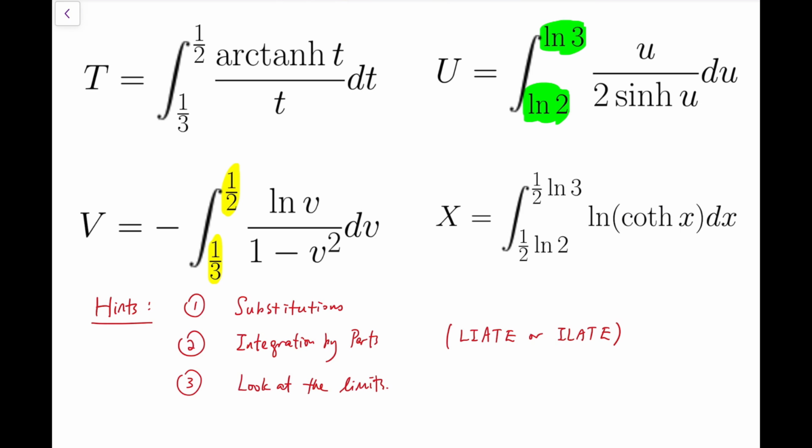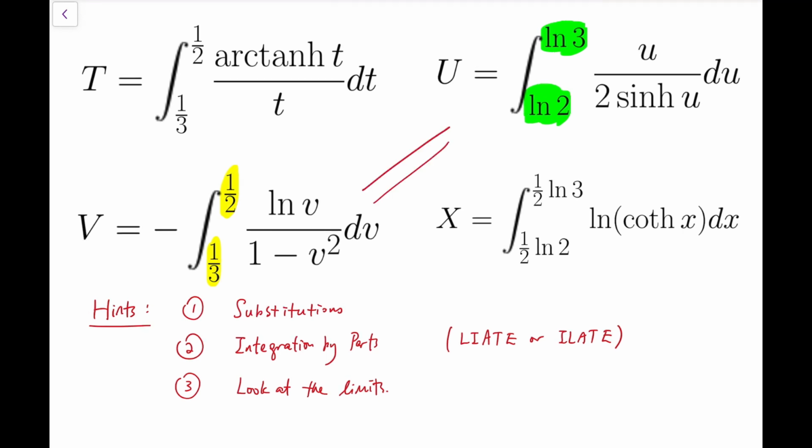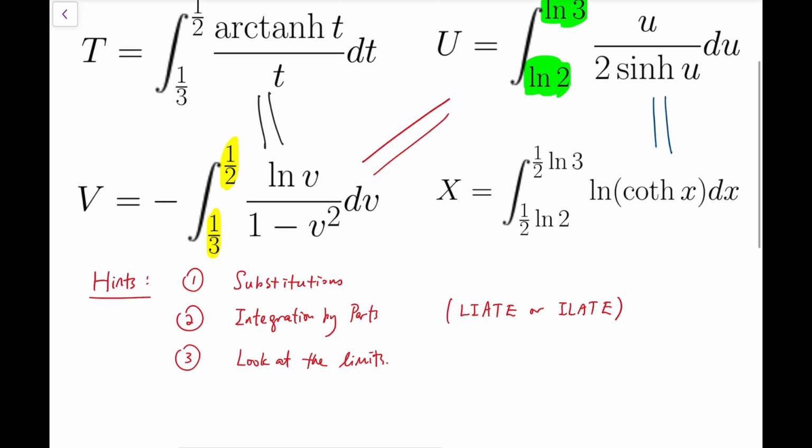So to solve this problem, I'm going to show the following. I'm going to show that u and v are equal, and then t and v are equal, and finally u and x are equal. So I'm going to start with the easier one, which is u and v. So let's see how they can be equal.